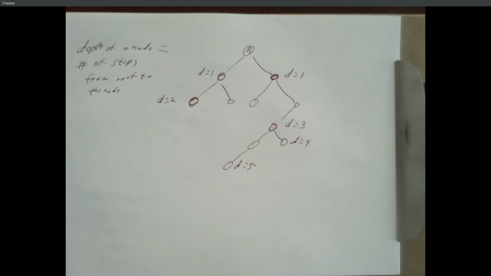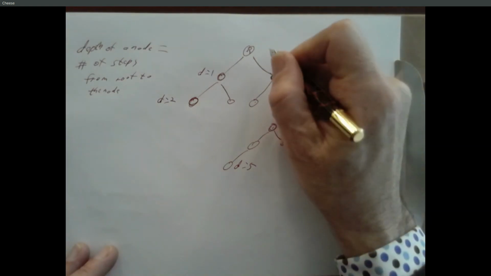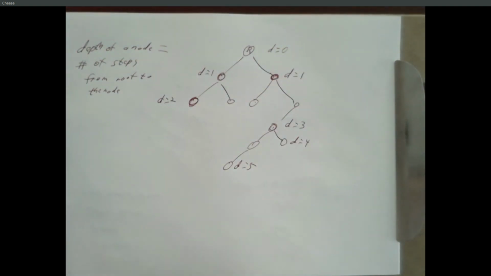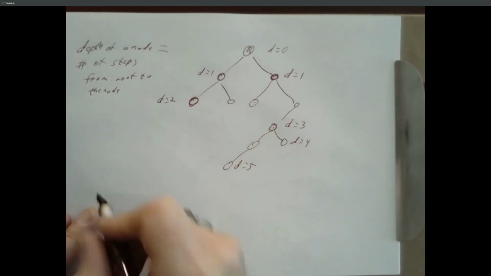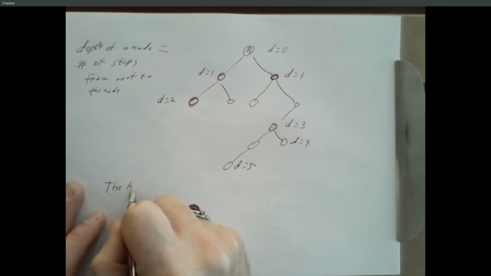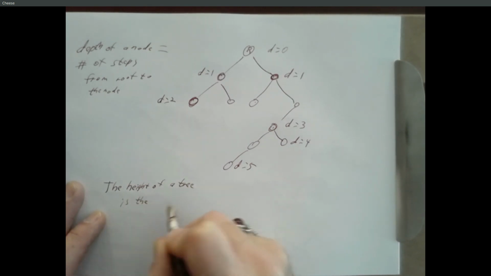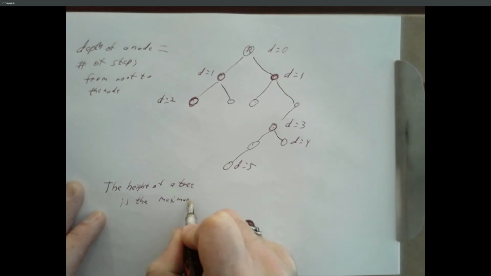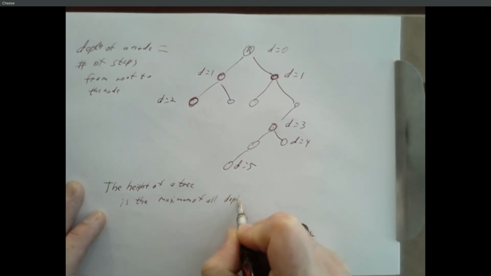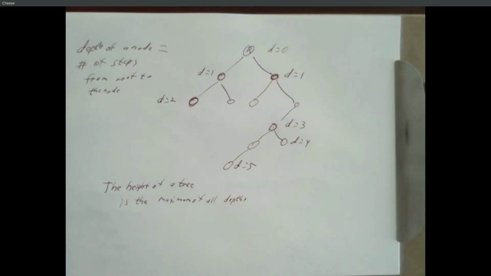So what would the depth of the root be, do you think? 0. Because we have to take no steps to get from the root to the root. All right, so the depth of the node is the number of steps from the root to the given node. We can talk about the height of a tree. It is the maximum of all depths. So find the depth of every single node. Whatever the largest depth is, that's the height of the tree. So what's the height of this tree? 5, right? So height equals 5.